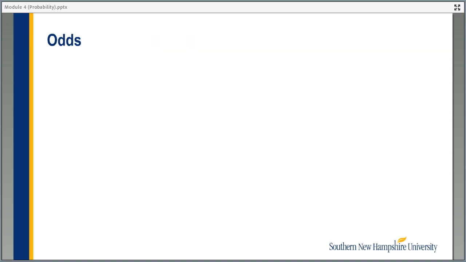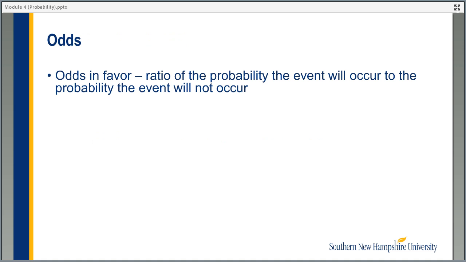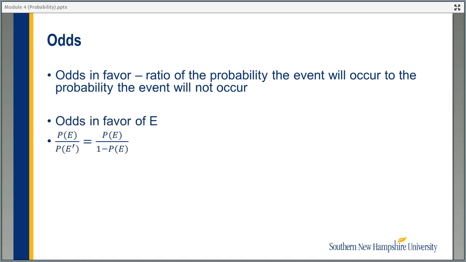Let's also briefly look at how to calculate odds. So odds in favor of an event are calculated by taking the ratio of the probability that an event will occur to the probability that the event will not occur. So for example, to calculate the odds in favor of event E, we divide the probability of event E by the probability of the complement of E, which is the same as dividing by 1 minus the probability of E.